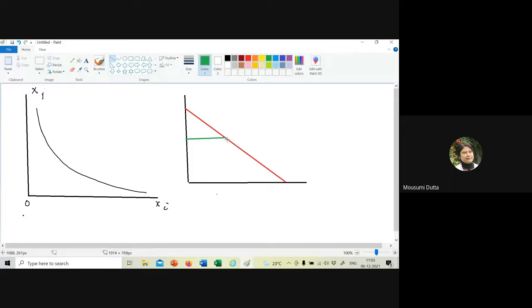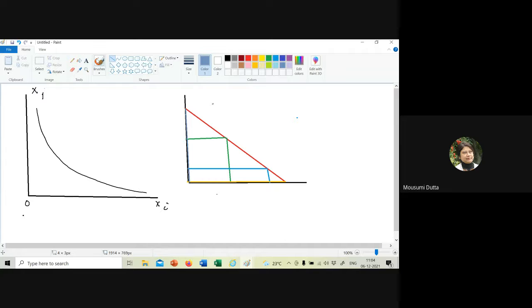Now I can consider these combinations of x1 and x2, or I can consider this last point where the consumer is consuming only x1 and still remaining on the same indifference curve, or I can consider consumption of only x2, still the consumer is on the same indifference curve.